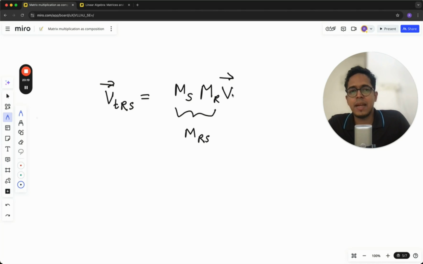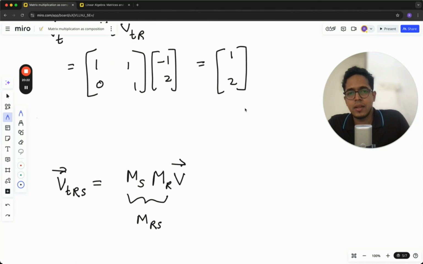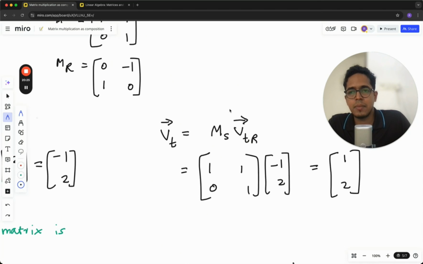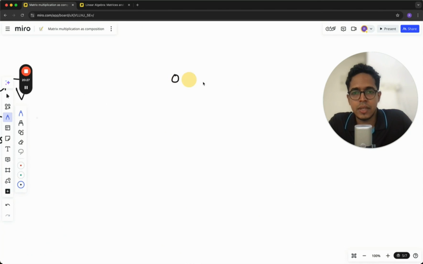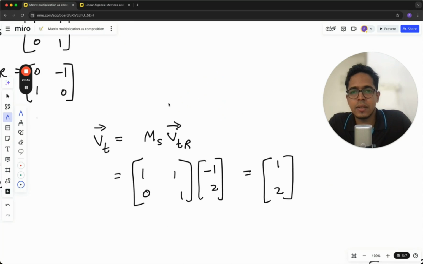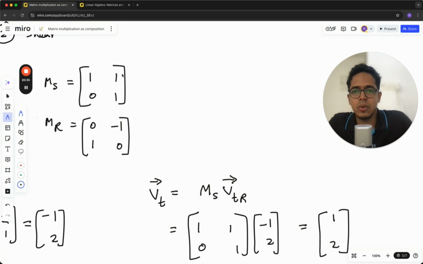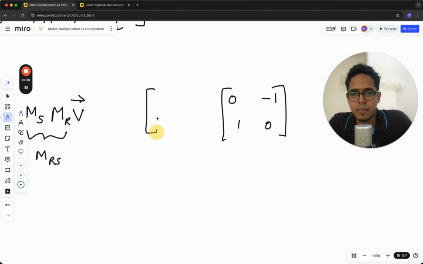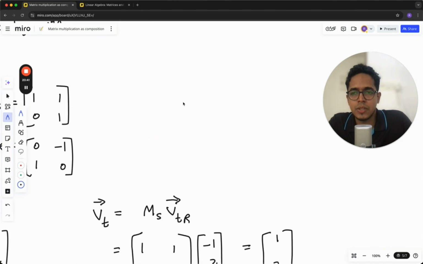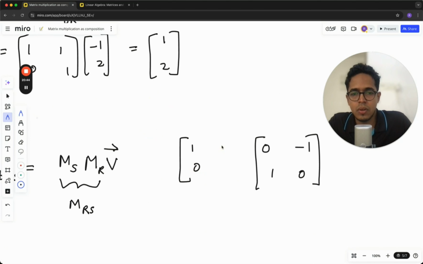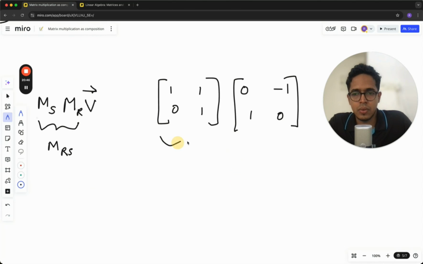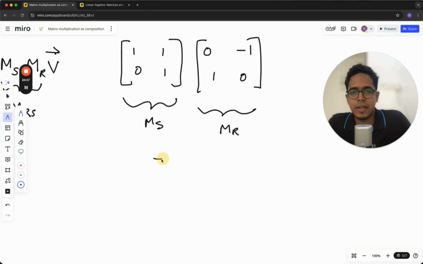We can see that by actually calculating the product of these matrices. Our rotation matrix was 0, -1, 1, 0. And our shear matrix is 1, 1, 0, 1. So this is MR, the rotation, and this is MS, the shear. If we multiply these two matrices, what do we get?